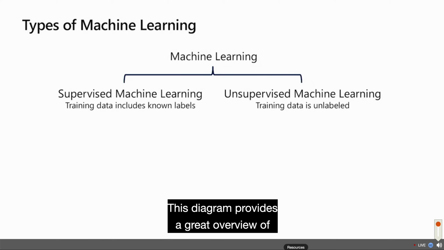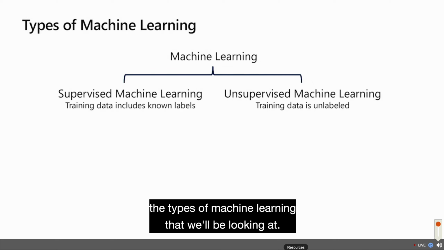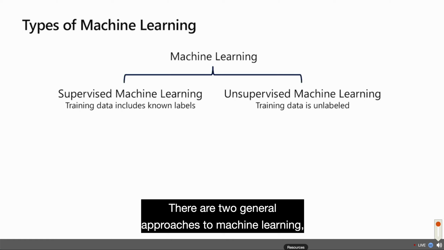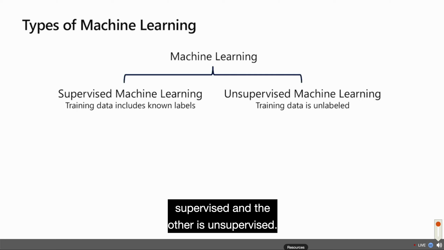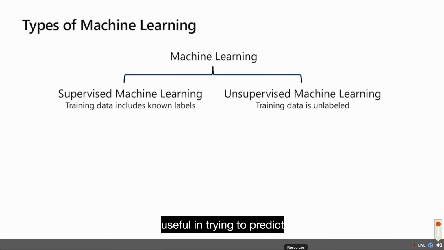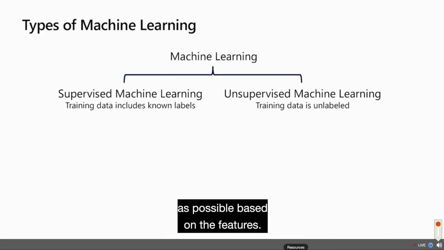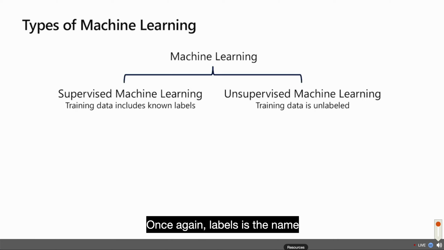This diagram provides a great overview of the types of machine learning that we will be looking at. There are two general approaches to machine learning. One is referred to as supervised, and the other is unsupervised. And the goal of both methods is to formulate a model or an equation that will be useful in trying to predict future labels as accurately as possible based on the features. Once again, labels is the name or the identity of that object.